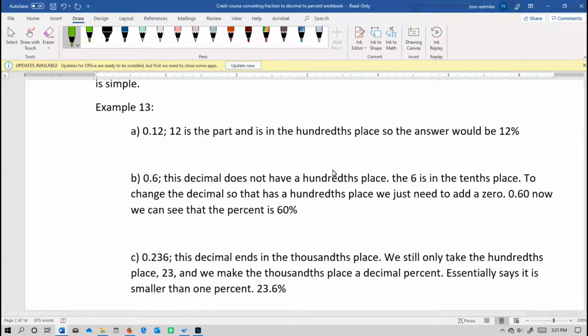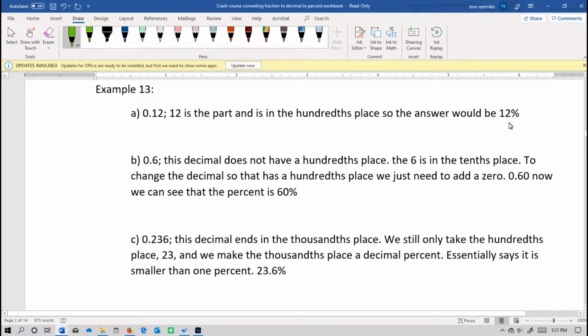Alright, so this video is for the crash course converting fractions to decimal to percent. And we're just going through the workbook and working the different examples. And we left off at example 13. So let's look at example 13, A, B, and C.